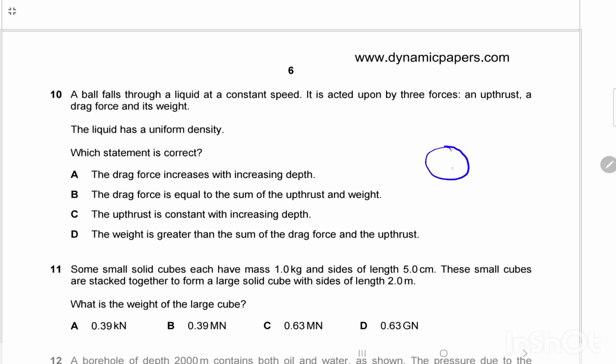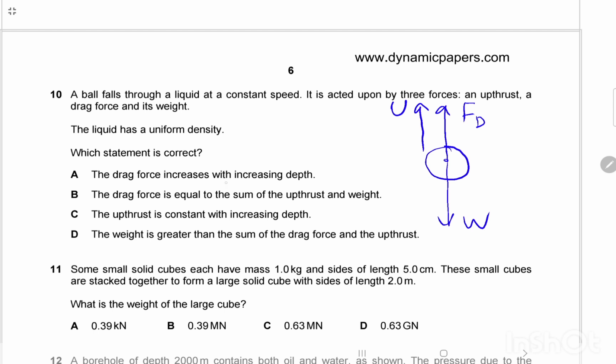This is the ball. It's falling through a liquid, so the weight is a downward force, and the drag force will be an upward force because it's opposing the motion. So this is the drag force, which is friction with the liquid. Also you have the upthrust, which is also an upward force acting on the ball. Let's see the options now.